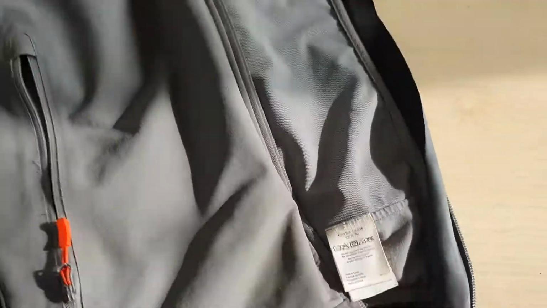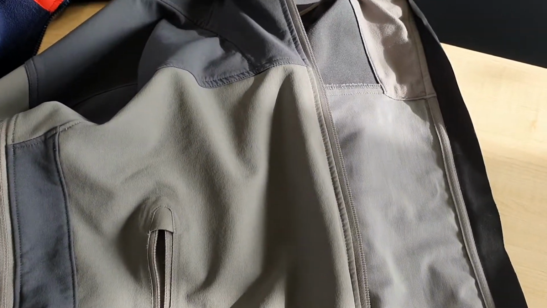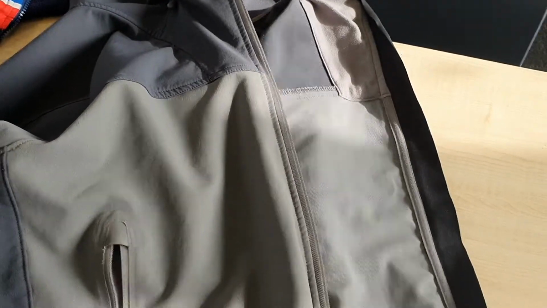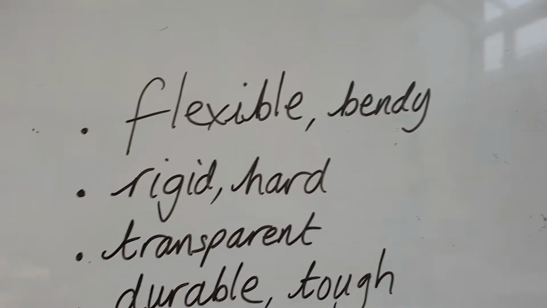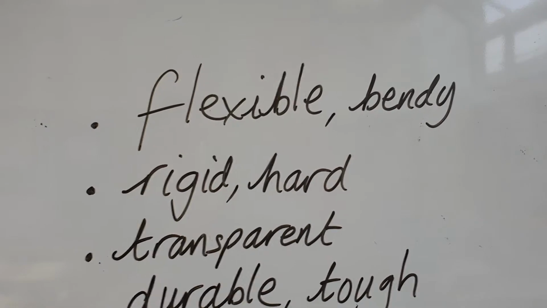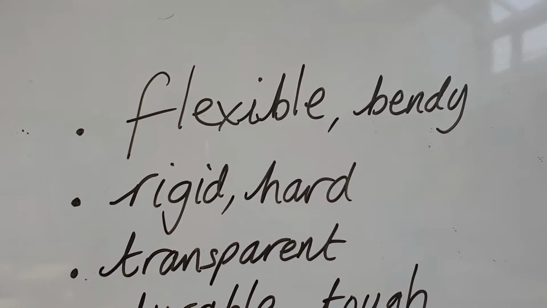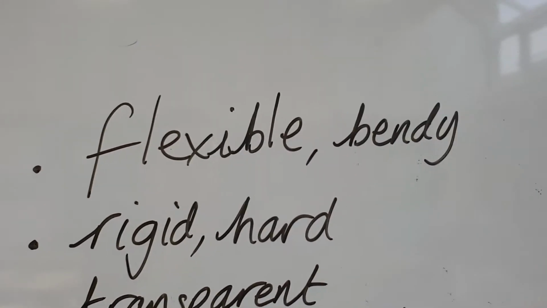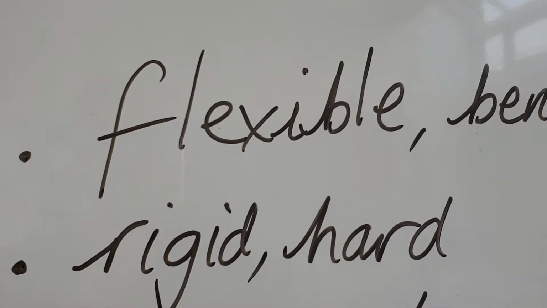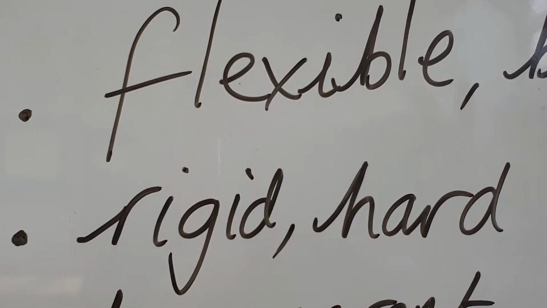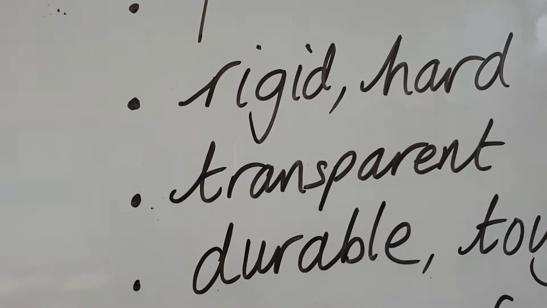So different jackets are made of different things, for different purposes. Some are really good thermal insulators that keep you warm. Some are waterproof. So today we're looking at uses of materials, and we're going to look at some vocabulary. So we've got flexible and bendy, they're similar in meaning. Rigid and hard, again they're similar in meaning.